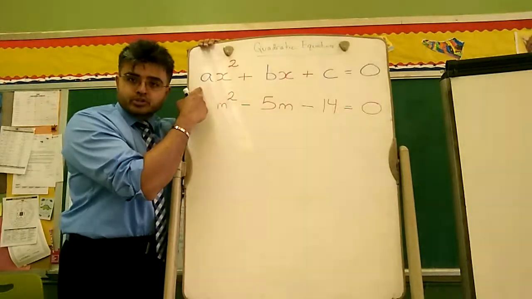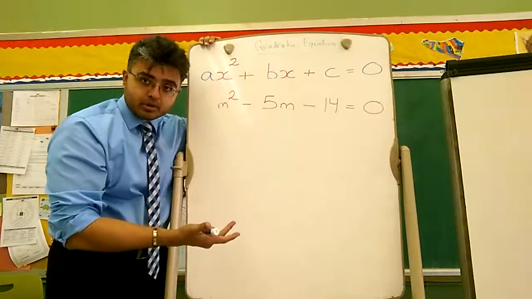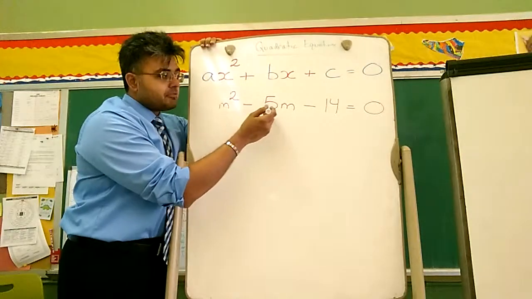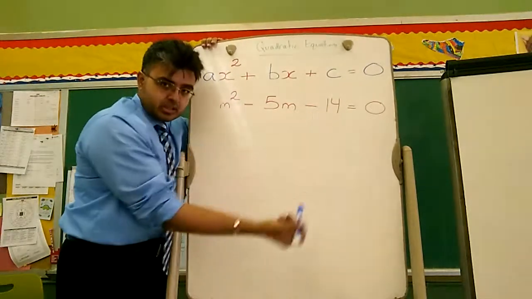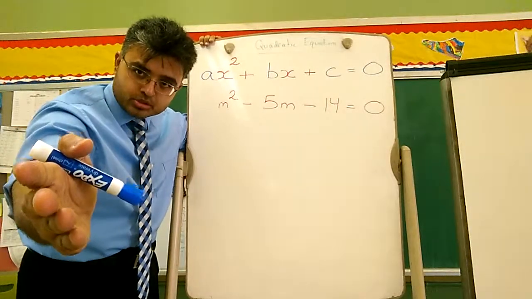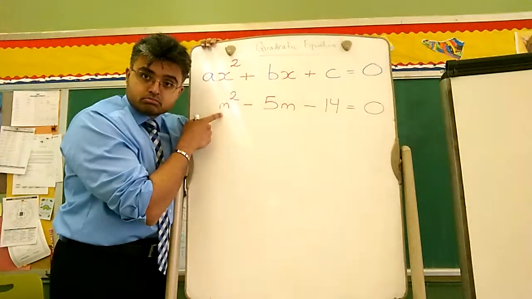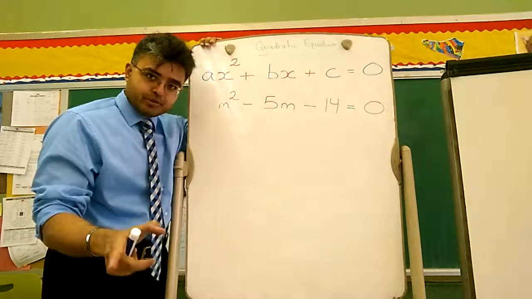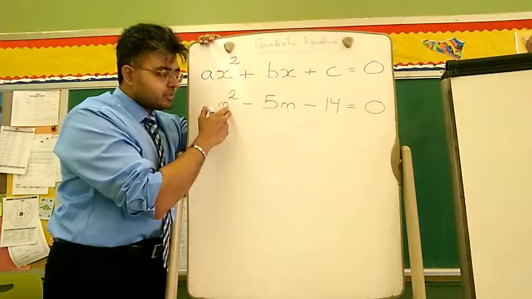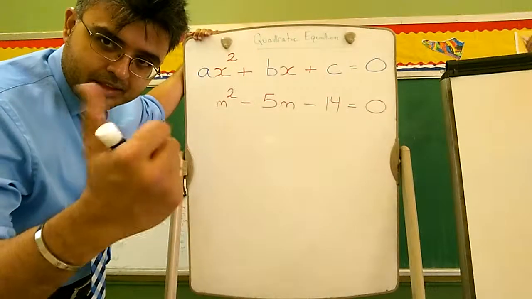Here's a quadratic equation, what it looks like: ax squared plus bx plus c equals 0. And here's a problem: m squared minus 5m minus 14 equals 0. I want the students to tell me what m is equal to. That's their job. That's what they have to figure out. They're going to have to use a special formula to figure this kind of question out. But before we do that, always find out A, B, and C.